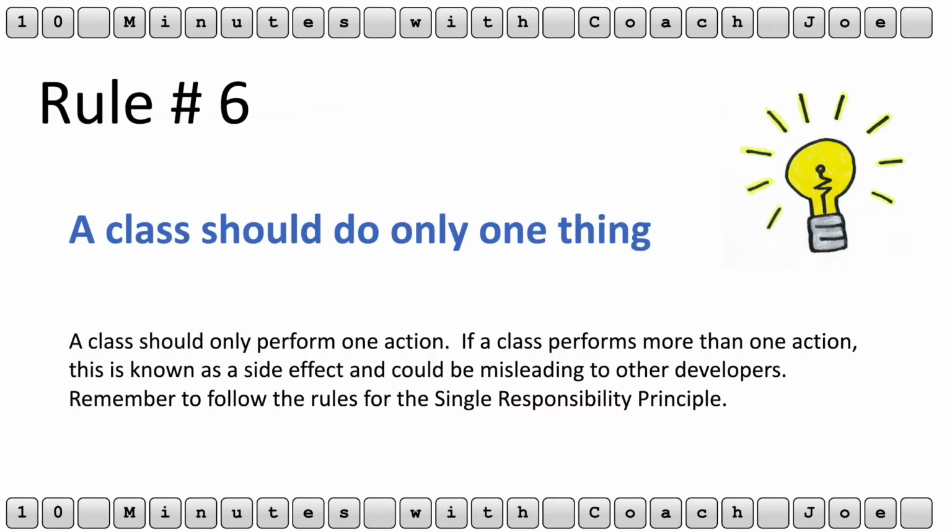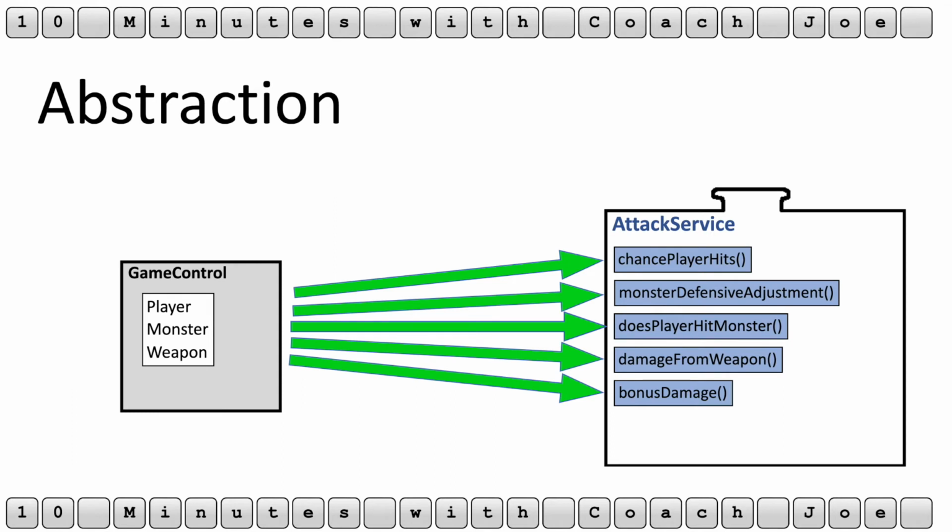Correct, Han. Coach Joe rule number 6 states a class should only do one thing. If a class performs more than one action, this is known as a side effect and could be misleading to other developers. The Game Control class is controlling the flow of the game, not processing attacks. Calling all of those attack methods would indicate the class is doing more than one thing.